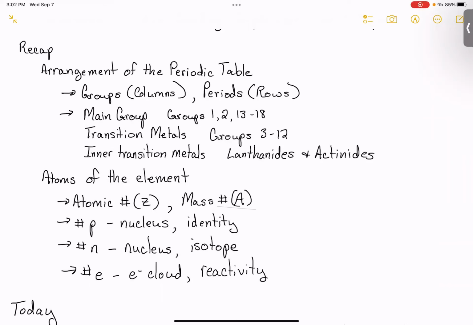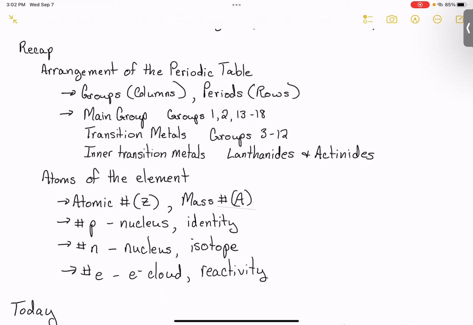We talked about the fact that also inside the nucleus are neutrons. The neutrons are responsible for an element's isotope. The only reason different atoms of the same element can have different masses is because they have different numbers of neutrons within the nucleus.